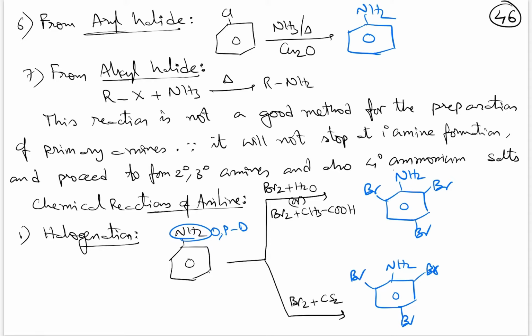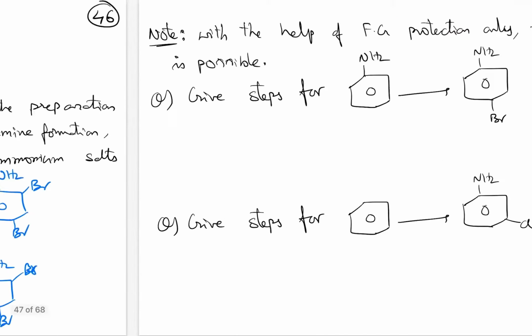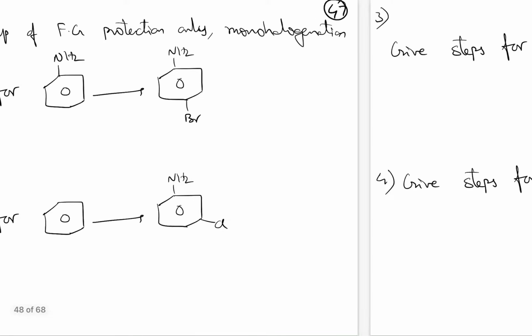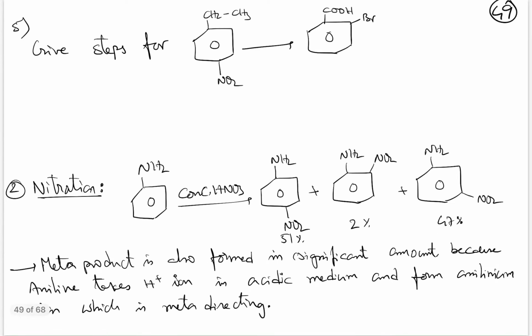Whereas in phenol, by change of solvent, at least the reaction gets controlled to monobromination. Yes or no? We have discussed this point under phenols. Then with the help of functional group protection, monohalogenation is possible. That point we already know, and I have given some interconversions here, and for these interconversions the answers are given at the last page. Okay, some more. So these are the 5 interconversions, practice them.